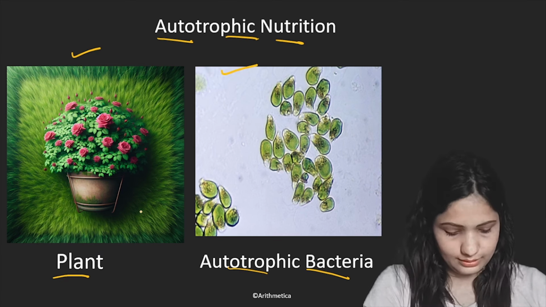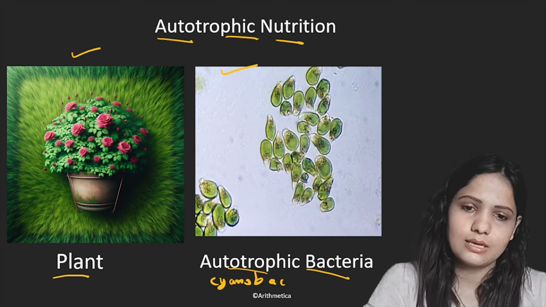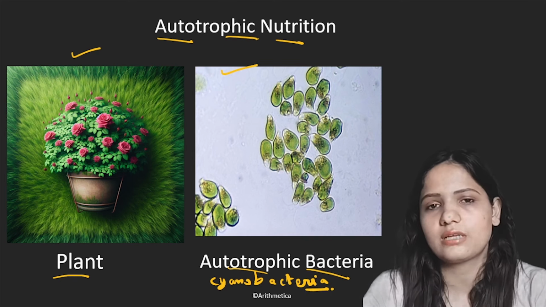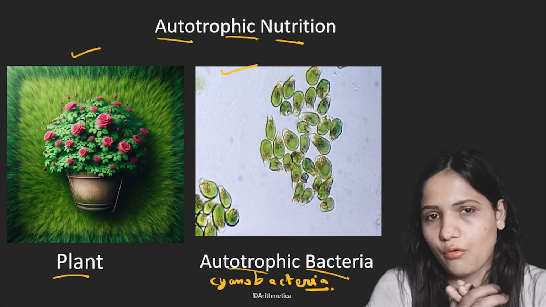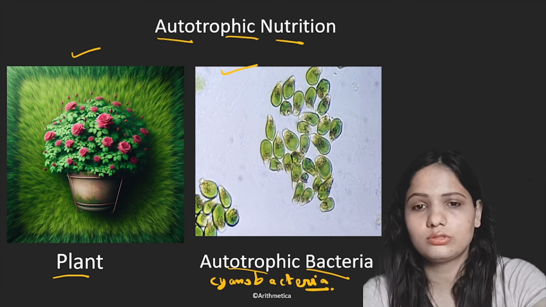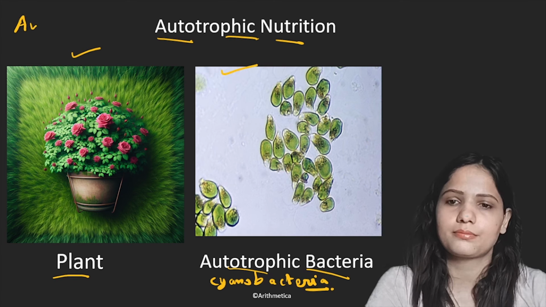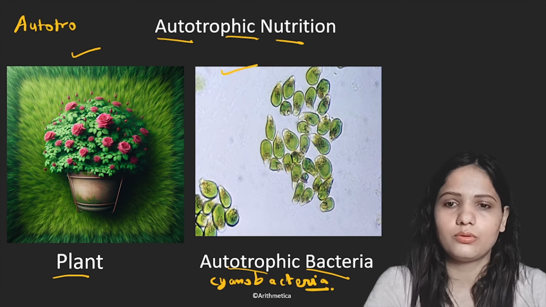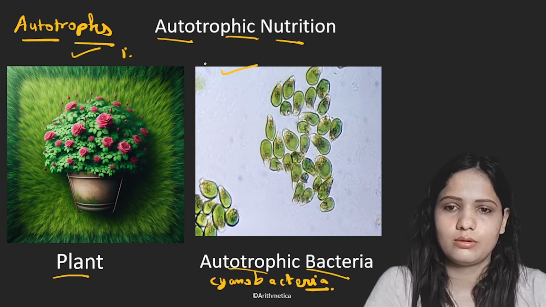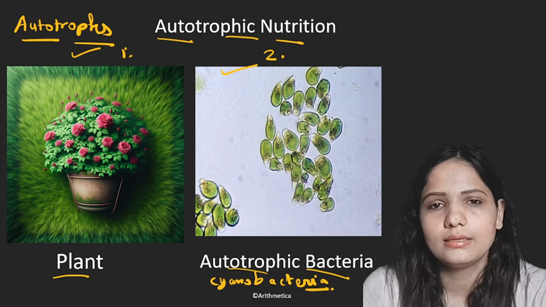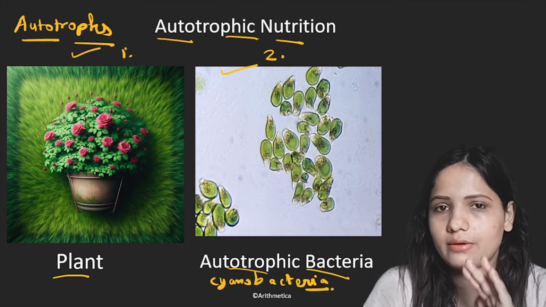If I write the name of this bacteria, this is cyanobacteria. This I have told you just for extra knowledge. Cyanobacteria is the name of an autotrophic bacteria. These were the pictures of autotrophs. Let me write here: autotrophs, the organisms which show the autotrophic mode of nutrition, plants and certain bacteria. Now the first mode of nutrition, the autotrophic mode of nutrition, we covered this topic.